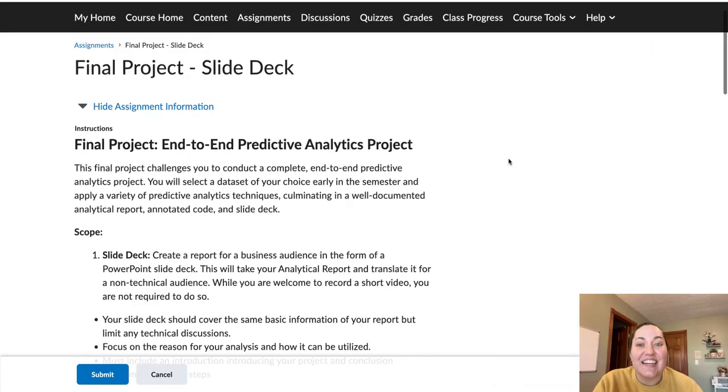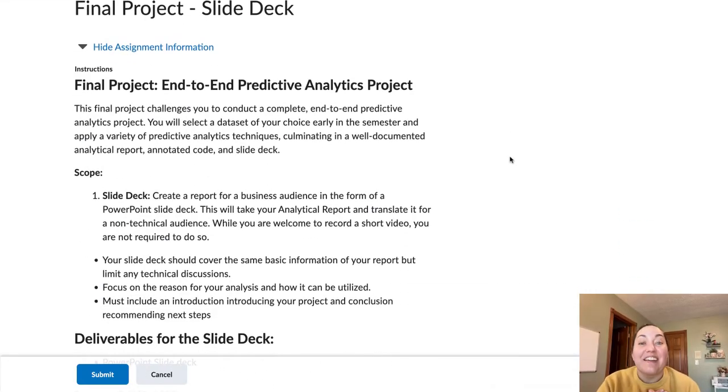So yeah, that's the slide deck. This is, again, a pretty fun one because you can get more creative with it. Use analogies, use different ways of speaking. So you get a little bit more nerdy and fun in the analytical report. In this one, you're going to code switch a little bit and talk in a different manner.